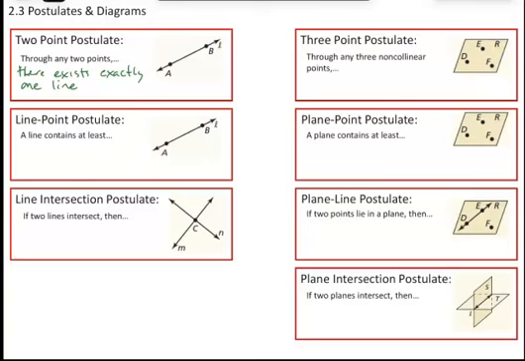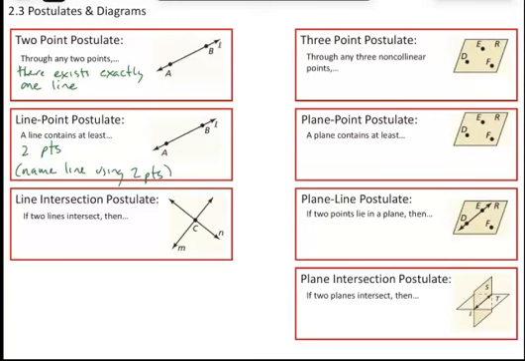That same diagram can be used to justify the line point postulate, which says that a line contains at least 2 points. Obviously a line contains an infinite number of points, but it needs 2 points minimally to designate that line. So this is why we use 2 points to name the line.